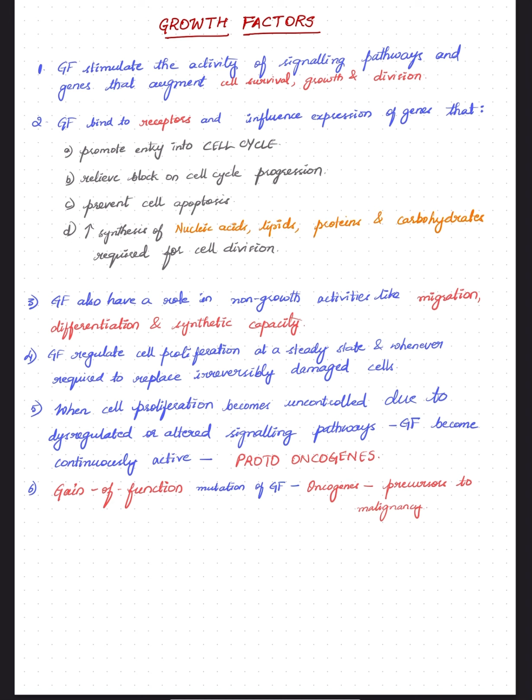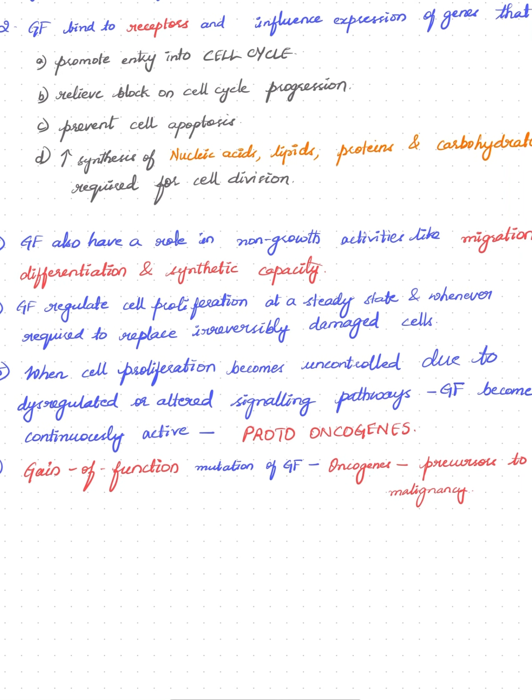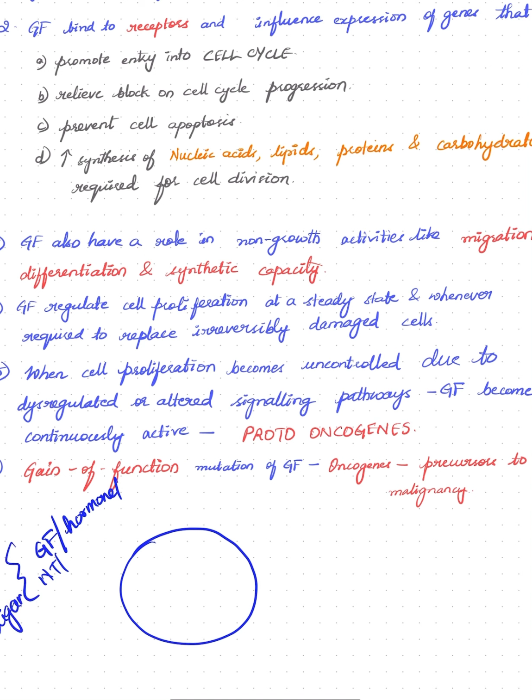A brief introduction regarding growth factors: growth factors are required for cell growth and cell division. What do I mean by this? For example, this is a cell. To grow or to divide, this cell has to receive a signal from the extracellular space. This signal can be in any form, like a growth factor, a hormone, a neurotransmitter, or any other drugs or chemicals, and these are called ligands. So ligands are nothing but any substance that produces a signal.